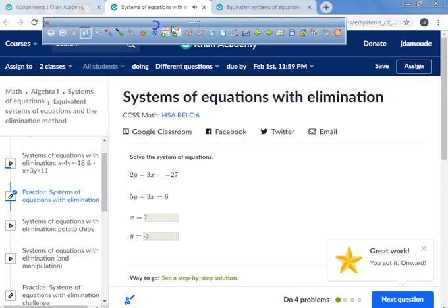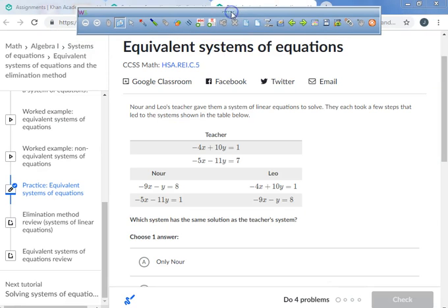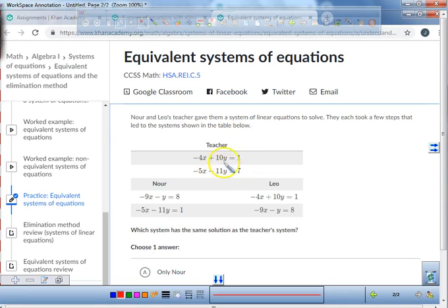Today is a little bit trickier. Okay, we're going to be dealing with what's called equivalent systems of equations. So what I'm going to do is show you how to solve this teacher's equation by hand. So we're going to do one of these by hand.